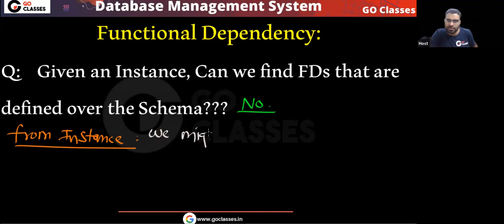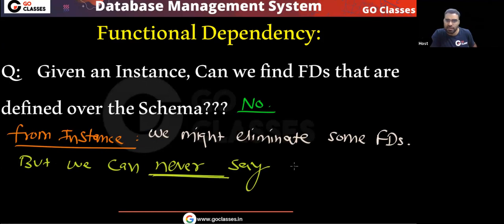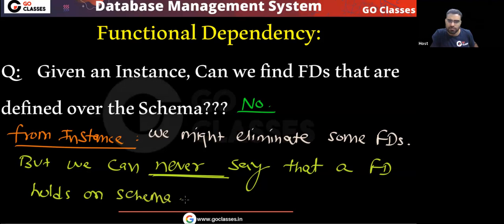If I give you some instance, then from that instance we can eliminate some functional dependencies. Yes or no? Some functional dependencies we can eliminate, but we can never say that a functional dependency holds on the schema. Is this clear? I hope this point is clear. This also we have already seen.